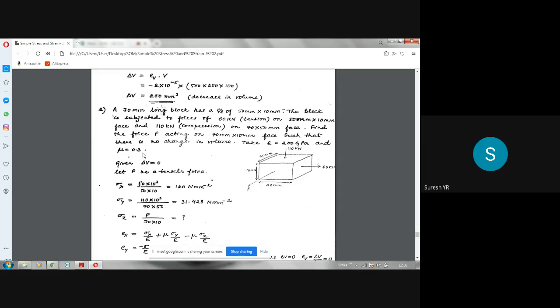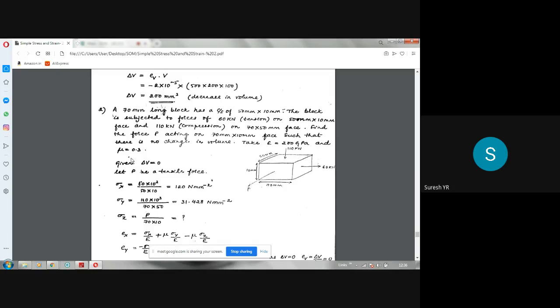Now, this is the diagram. As per the details given in the problem, the diagram is drawn. In x direction, 60 kN tension force is acting. In y direction, 110 kN compression force is acting. In z direction, there is an unknown force P which we have to find out, such that there is no change in volume or no volumetric strain. So delta V is 0 or EV is equal to 0.